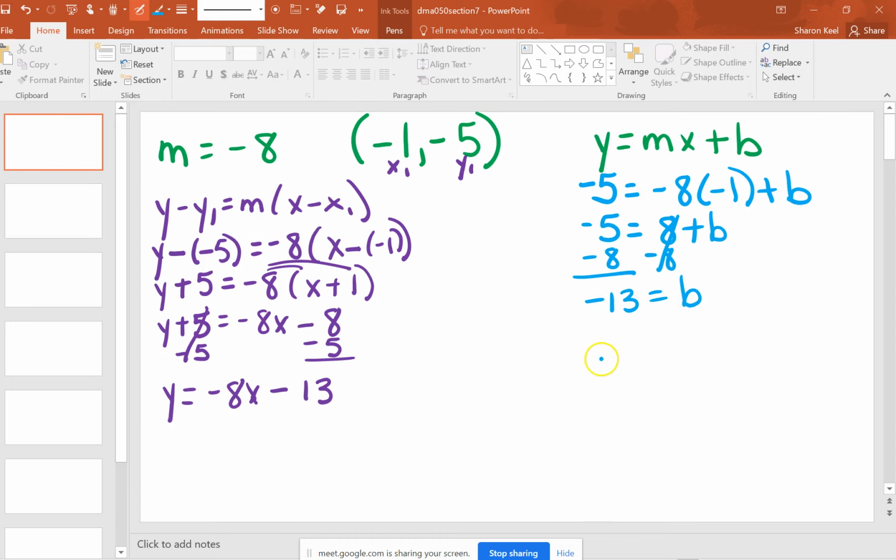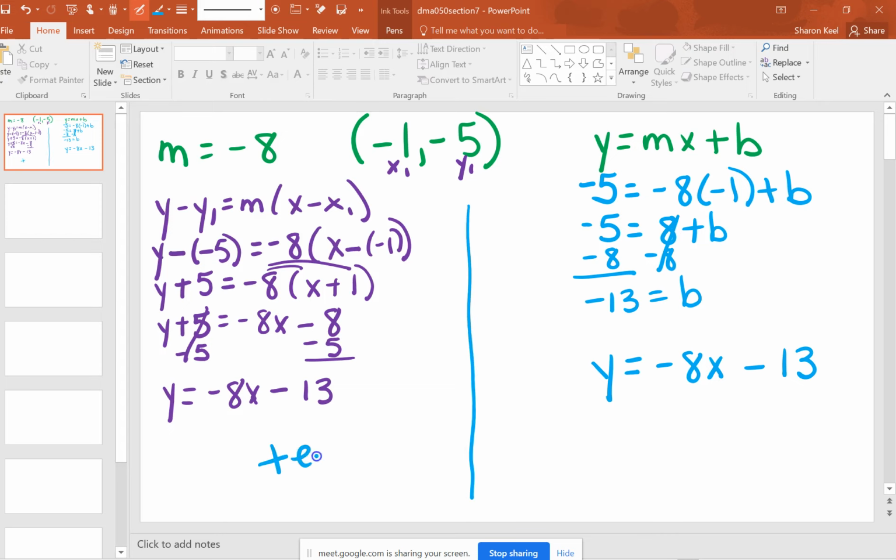And then all I need to do is rewrite my equation. Y equals m, we were given as -8x, and I just solved for b, that's -13. So I just want you to see there's two ways to go about doing the problems. You can choose the left side. This is the way in the textbook. And then if you look on the right side, this is the way that I normally do these, okay?